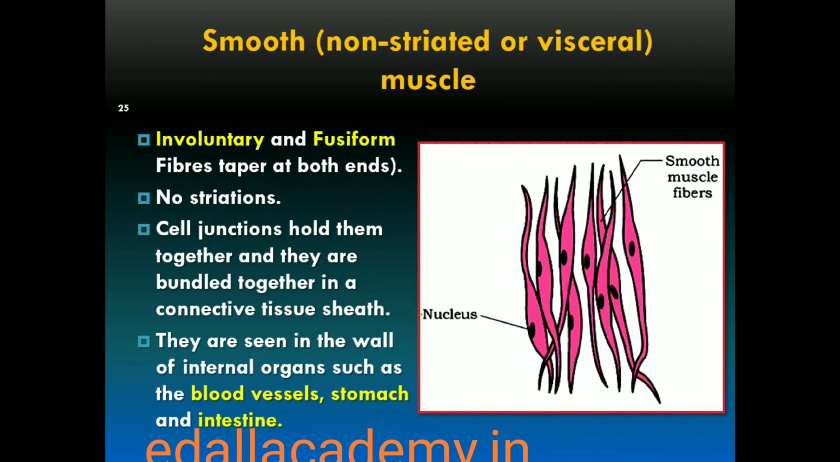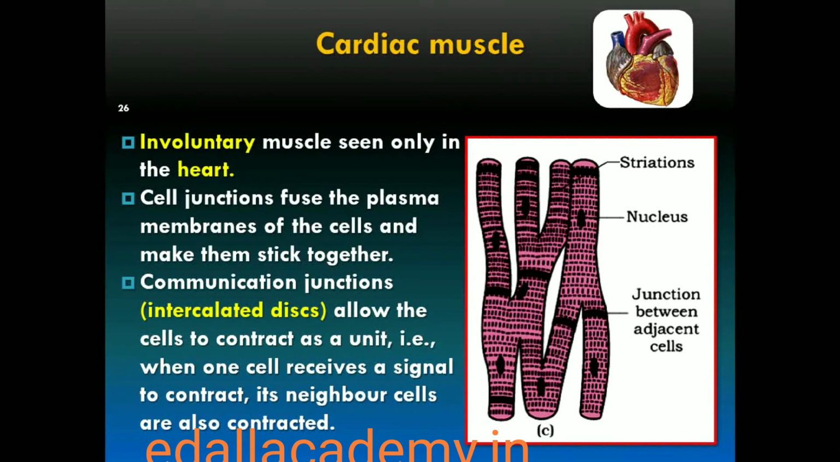The smooth muscle fibers taper at both ends (fusiform) and do not show striations. Figure 7.7b. Cell junctions hold them together and they are bundled together in a connective tissue sheath. The wall of internal organs such as the blood vessels, stomach and intestine contains this type of muscle tissue. Smooth muscles are involuntary as their functioning cannot be directly controlled. We usually are not able to make it contract merely by thinking about it as we can do with skeletal muscles. Cardiac muscle tissue is a contractile tissue present only in the heart.